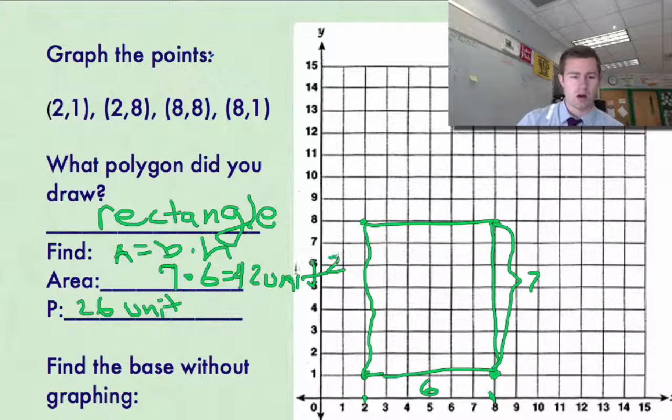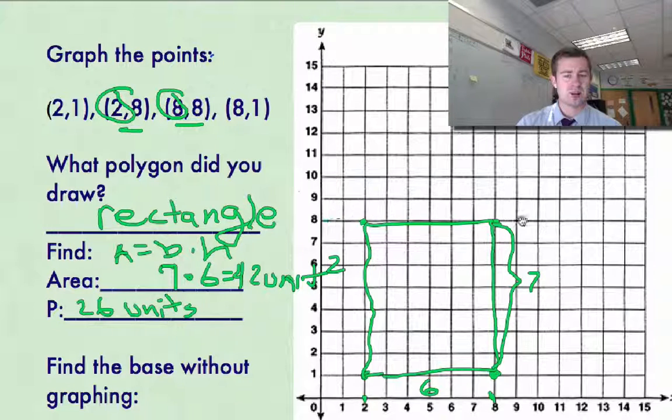Okay? Plural. Thank you. How can I find the base without graphing? What I could do is take a look at, okay, I'm going from 2 to 8, and I'm going across here. So I would subtract 2 from 8. I would subtract those, and I would get a distance of 6. I could do that. Same thing with the height.